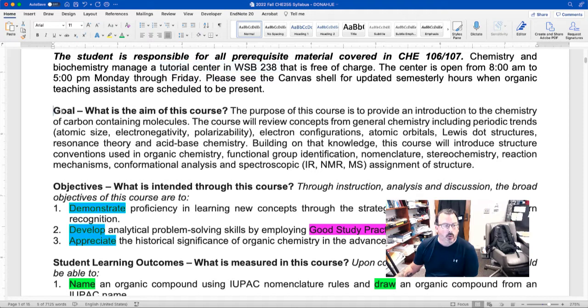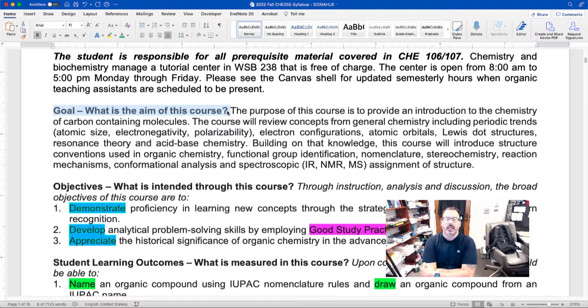So what is the goal of this course? What do we aim to do? So really we want to understand molecules at the molecular level, and specifically molecules that involve carbon, so that's organic chemistry. And to do that, we need to know concepts from general chemistry, including periodic trends, such as atomic size, electronegativity and polarizability, electron configurations, atomic orbitals, Lewis dot structures, resonance theory, and acid-base chemistry.